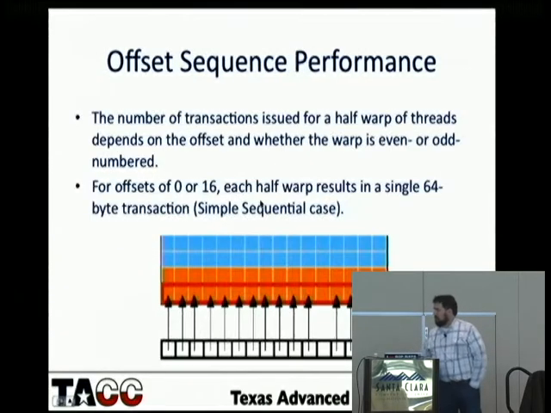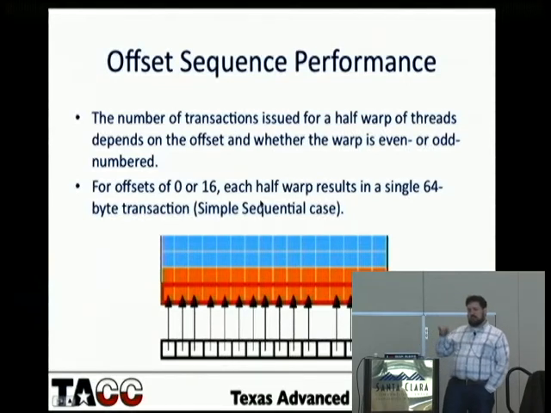And on a GPU, the model is you have a half warp that accesses. So you have 32 threads in a warp. Half of them need to be accessing either the same thing or things very close to each other.